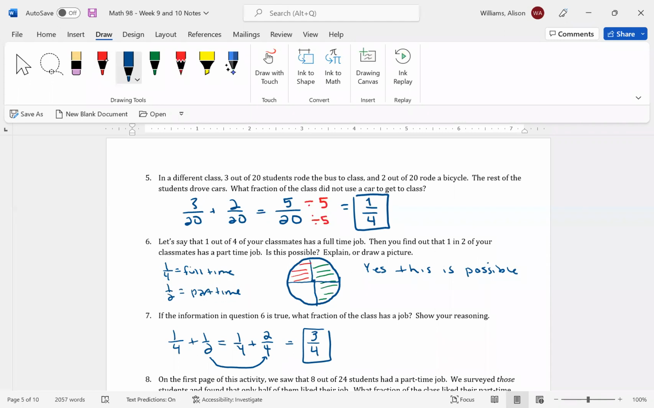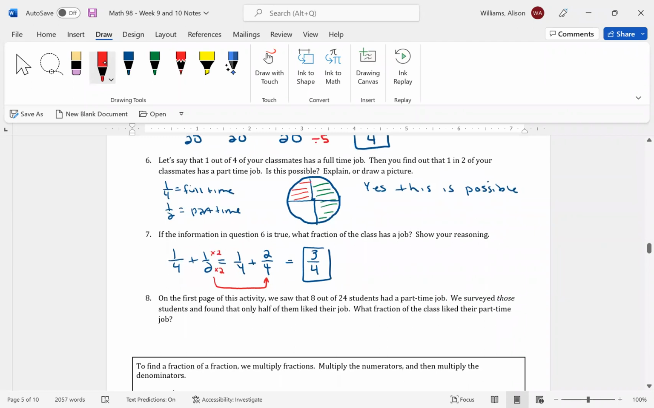But another thing I could have done was use scaling, and I could have multiplied this fraction here by 2 on top and bottom so that it has the same denominator as the other fraction. And all three of those ways get us to the right answer.